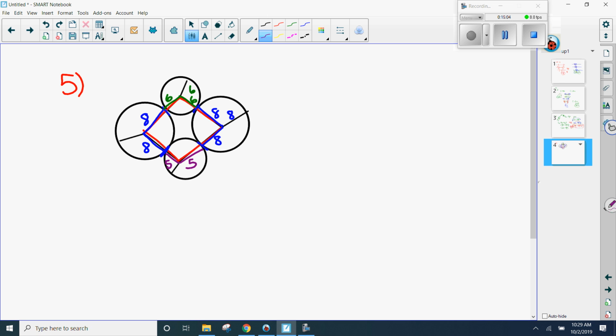They want to know the perimeter. I don't know which way you add it. This is what? 13 and 13, which is 26. This piece is 14 and 14, which is 28. And if you add those together, you get 54.